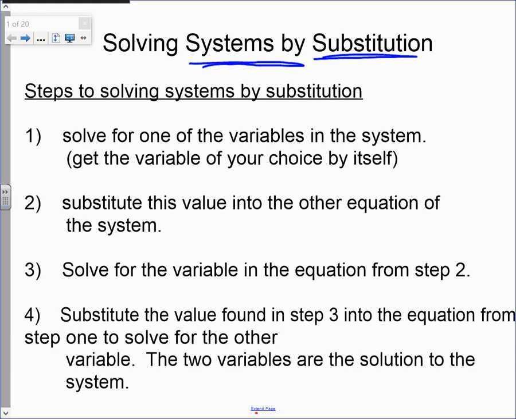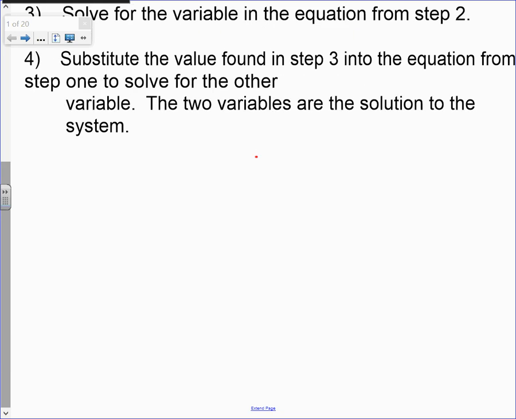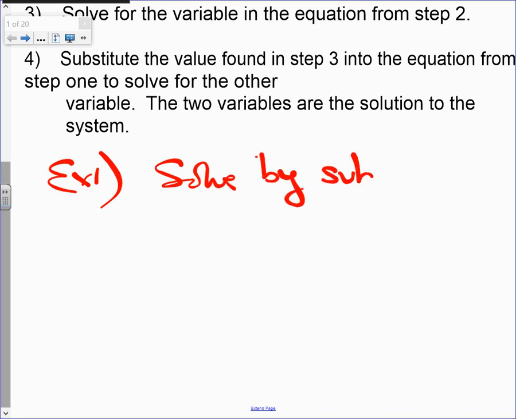So, example 1. Go write this down. Solve by substitution. Let me write, it says solve by substitution. Write that down. Example 1. We're going to do 2 examples today and we're done.